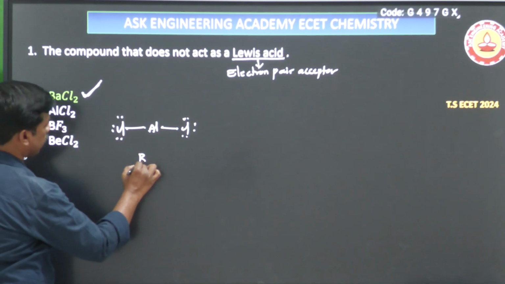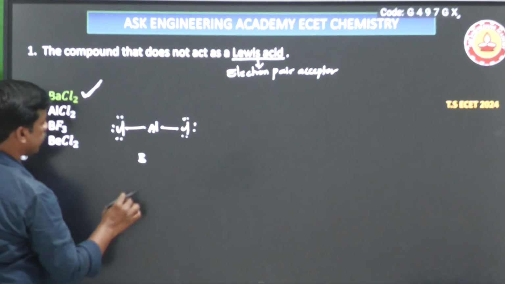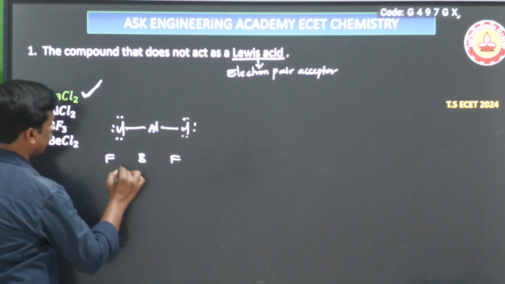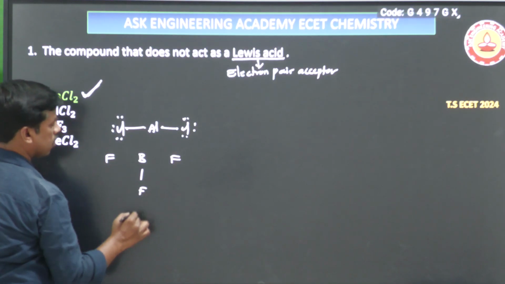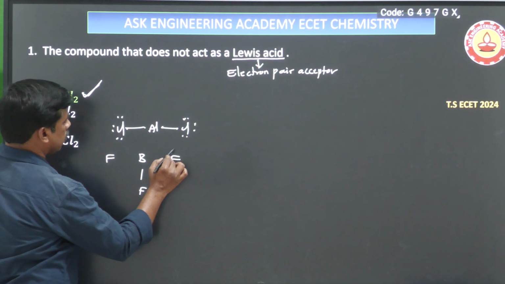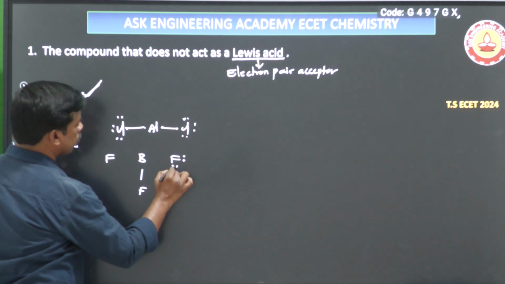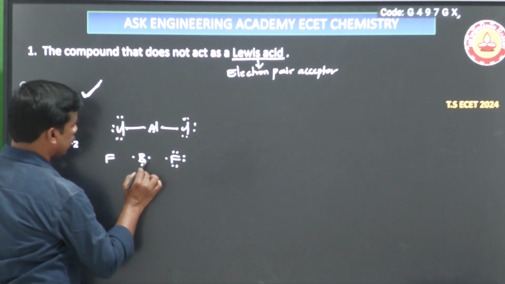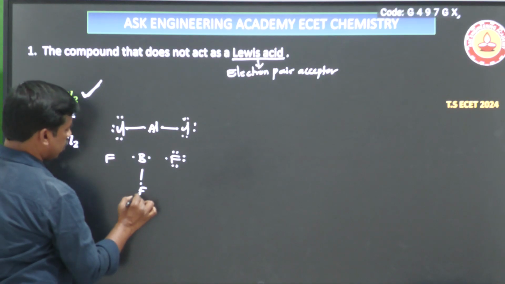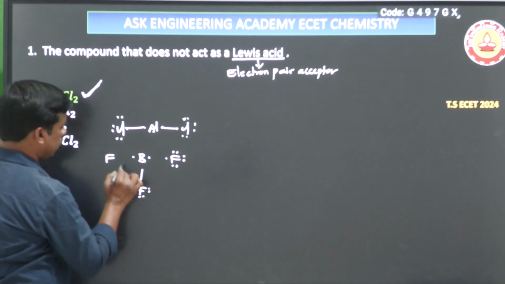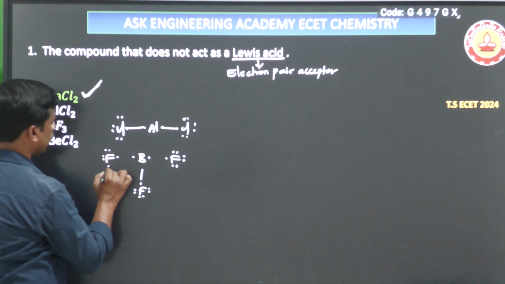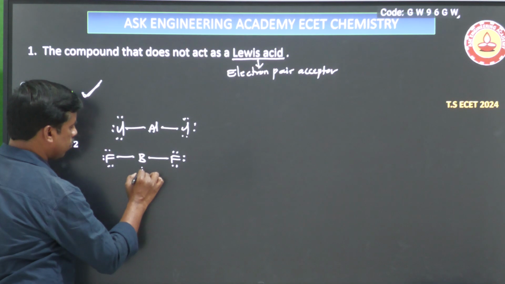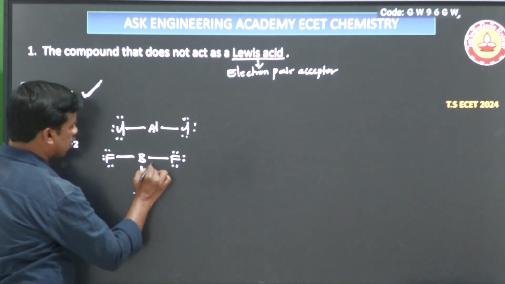And one more, BF3. Boron is in the 3rd group, so 3 electrons. BF3 means 3 fluorines. Fluorine belongs to the 7th group, which means 7 electrons for every fluorine. In between, one bond forms with each fluorine. Each bond has 2 electrons.